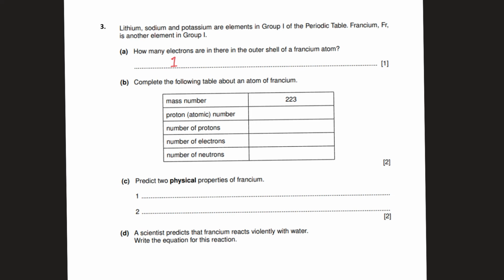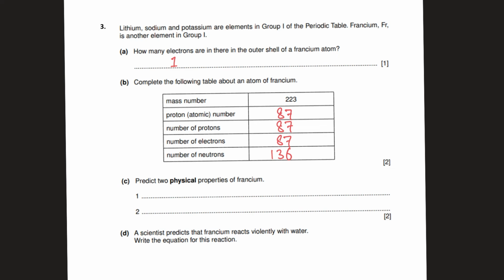So the group from the periodic table, you will find the proton number of francium. Now we know from the periodic table that francium is element number 87. And that is why we are going to get 87 as its proton number. And that is also going to be the number of protons and number of electrons. And then we'll subtract 223 and 87 to find out the number of neutrons, and that's going to be 136.